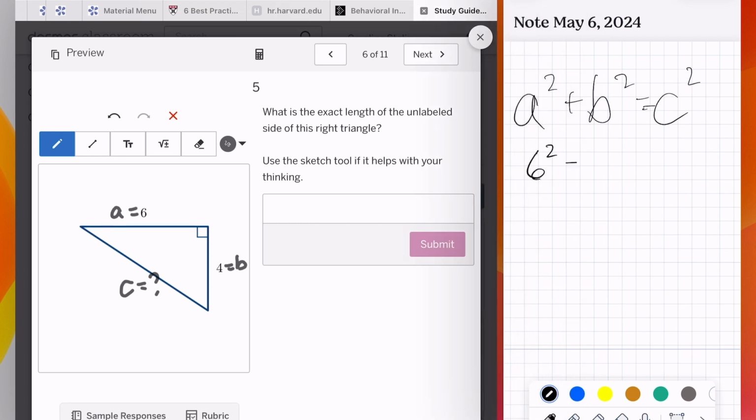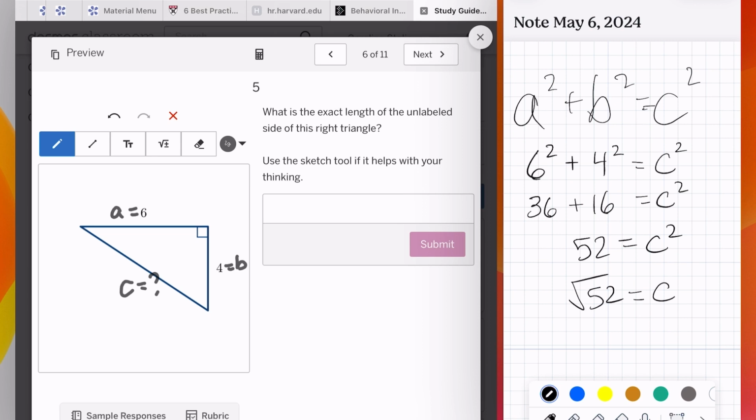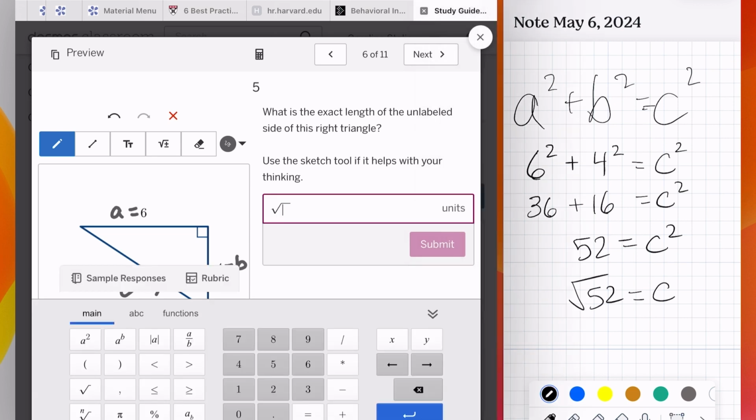So we can take 6 squared plus 4 squared, and we'll get 36 plus 16, which is 52. So C squared equals 52. So C is going to equal the square root of 52.